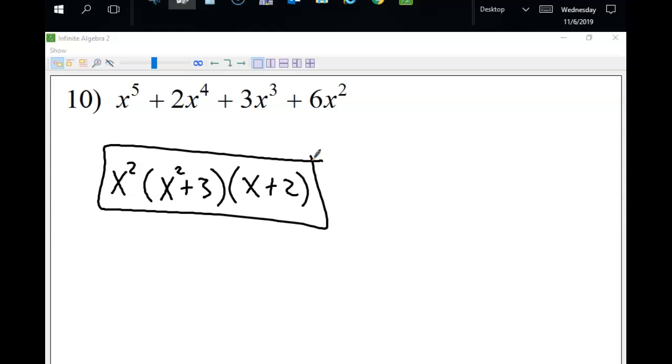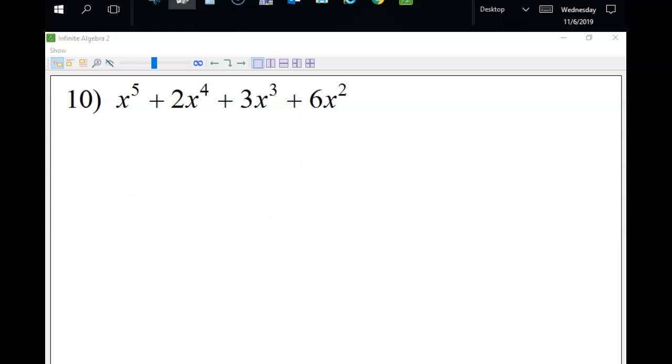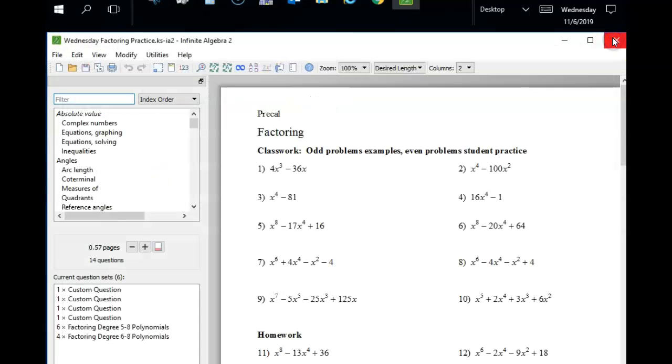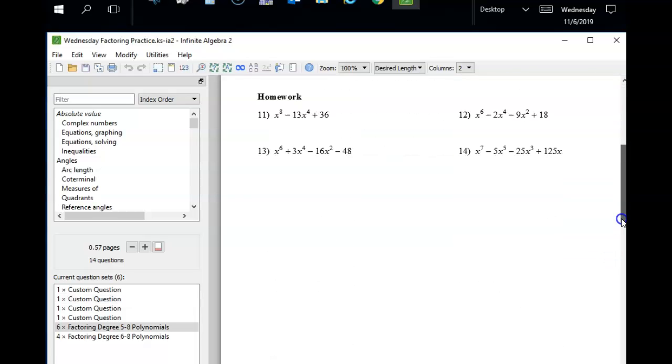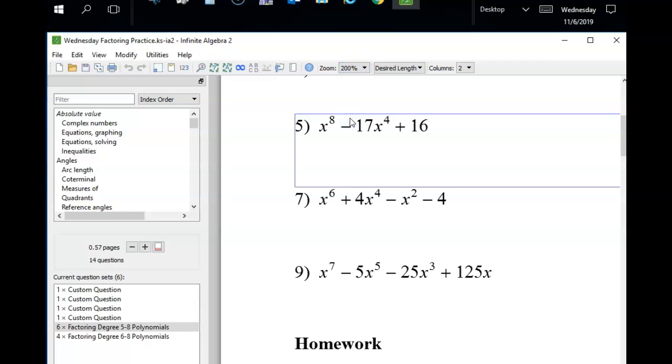All right, so that's the end of our together work, and now I'm just going to set you guys loose on the last 4 problems. See if I can zoom in on these somehow, make them a little bit bigger. It'll be on Google Classroom if you don't finish in class today.